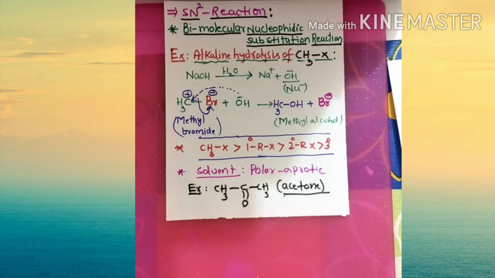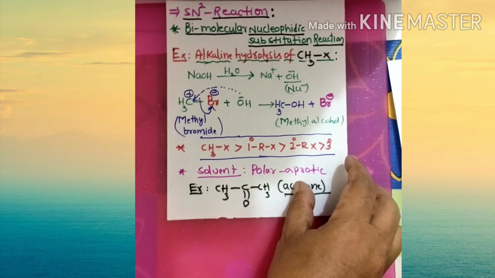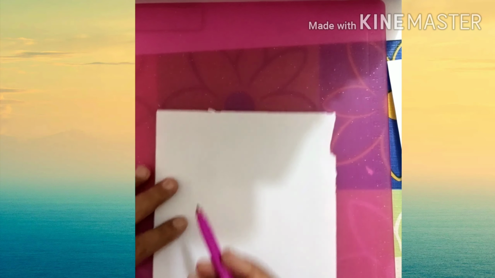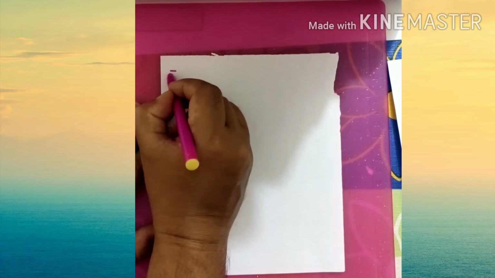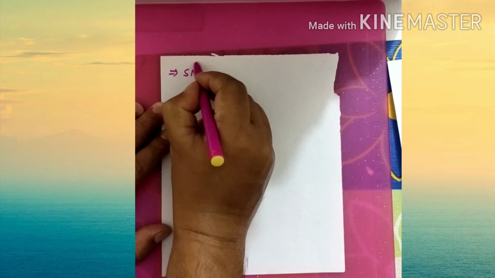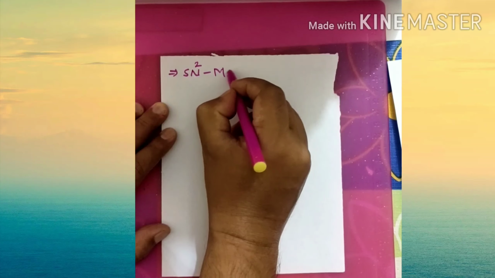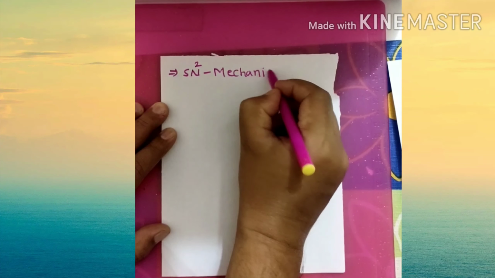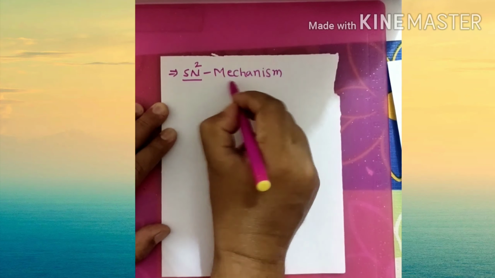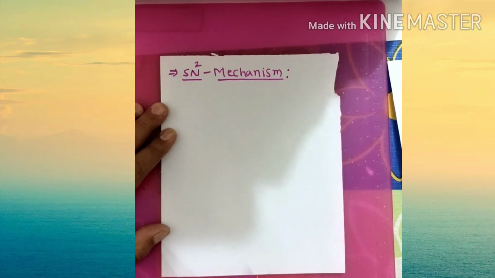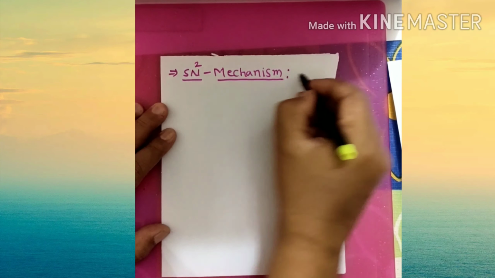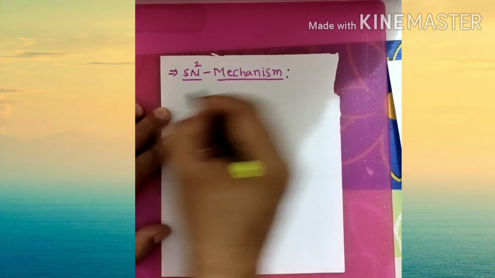Now let me discuss the mechanism of the SN2 reaction. So this is about the SN2 reaction. Let me go for the SN2 mechanism. As we learned, the SN1 mechanism undergoes 2 steps. Here there is only one step, a single step.